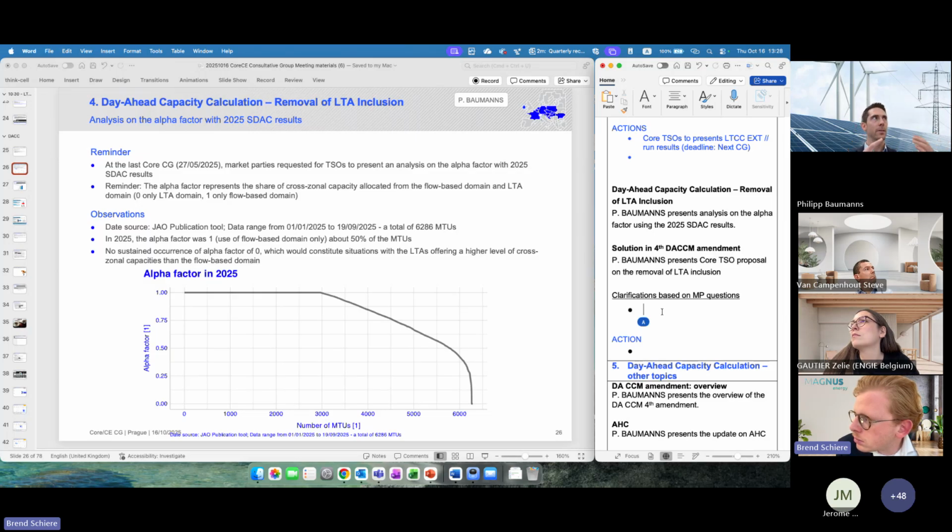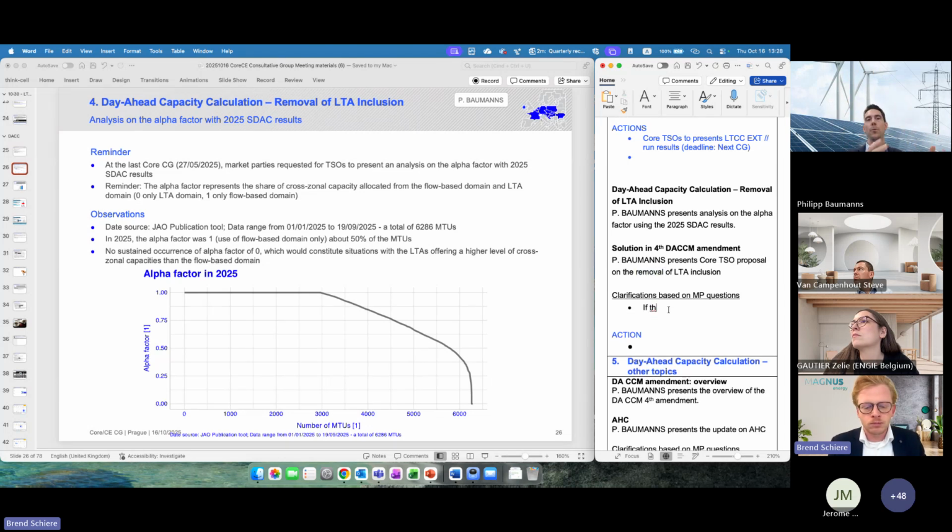But somehow, when one would draw this multidimensional domain of LTAs and the flow-based domain, it is a point that is not inside the flow-based domain only, but somewhere in between. We wouldn't know how much capacity would actually have been there when only the flow-based was used. No, we wouldn't know, but we know that it's not that one. Yeah, the market wants it.